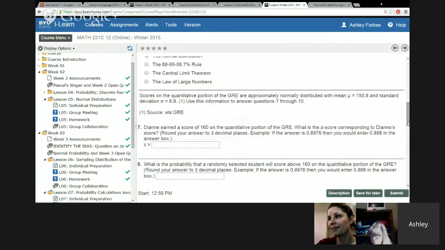Scores on the quantitative portion of the GRE are approximately normally distributed with a mean of 150.8 and standard deviation of 8.8. Use this information to answer questions 7 through 10.